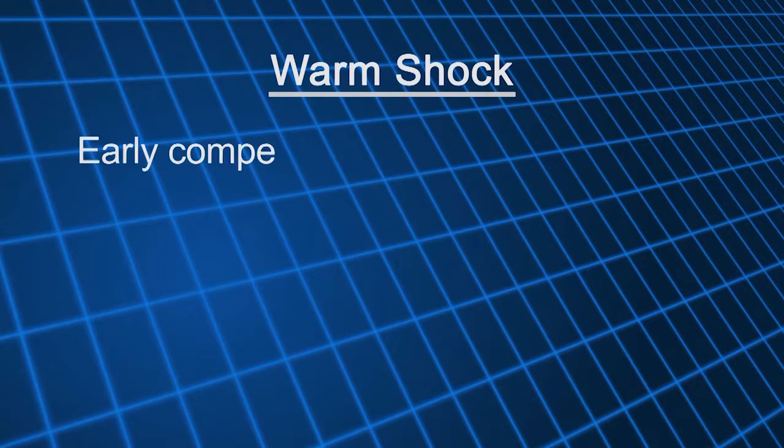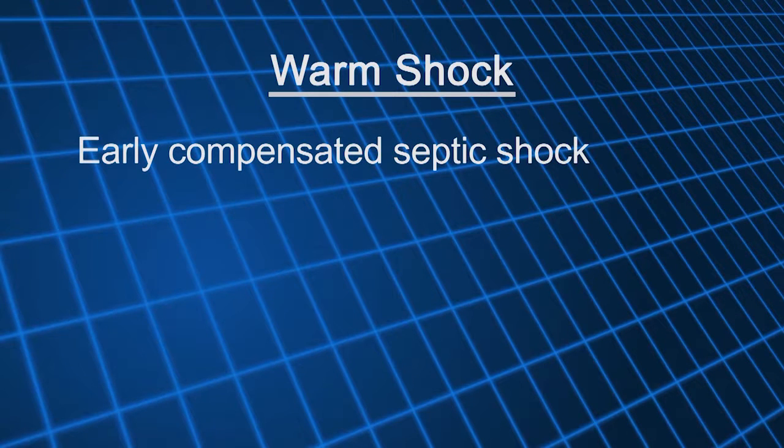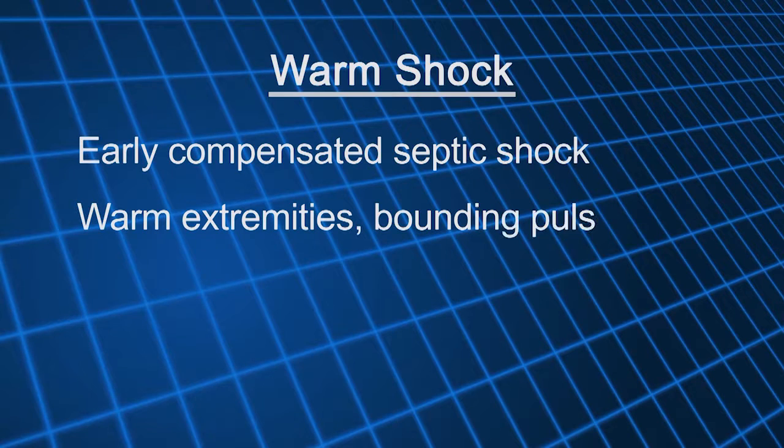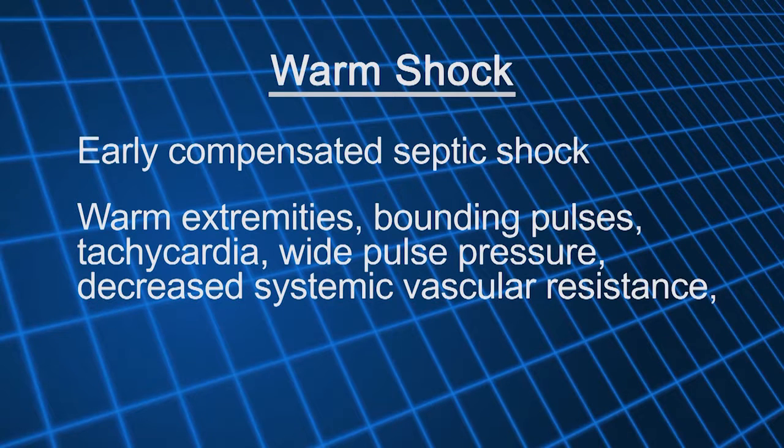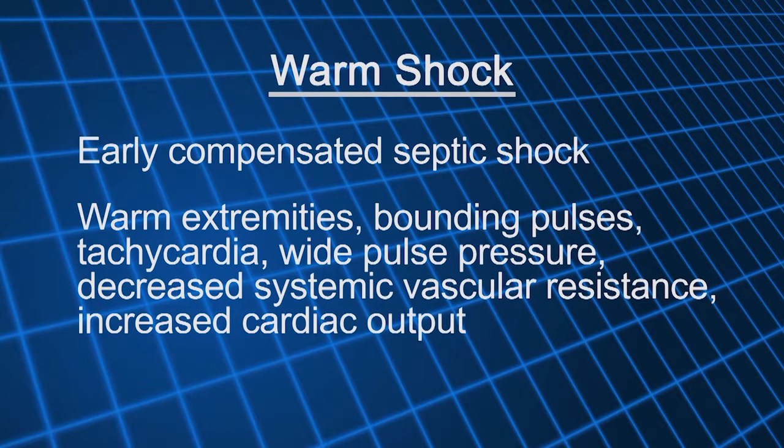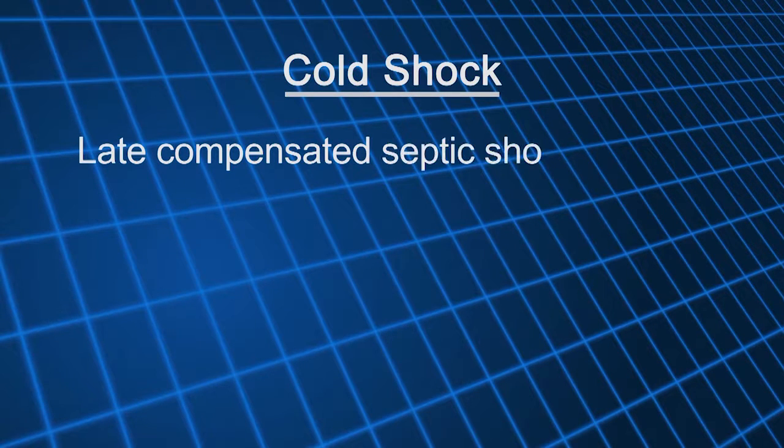Septic shock may then be further described as warm shock or cold shock. Warm shock is an early compensated state of septic shock. The patient will present with warm extremities, bounding pulses, tachycardia, wide pulse pressure, decreased systemic vascular resistance, and increased cardiac output. Cold shock is the late compensated stage of septic shock.